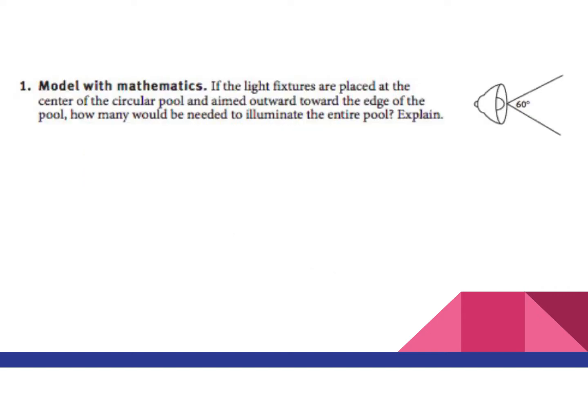Question number 1 asks us, if the light fixtures are placed at the center of a circular pool and aimed outward towards the edge of the pool, how many would be needed to illuminate the entire pool? Let's go ahead and start drawing a picture to visualize this. Let's start off by drawing our circle to represent the pool. Let's add our center point as well.